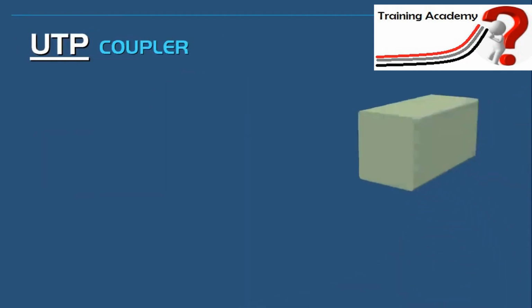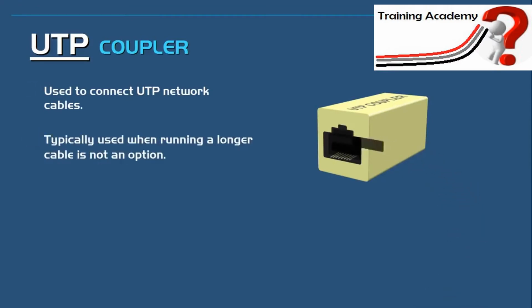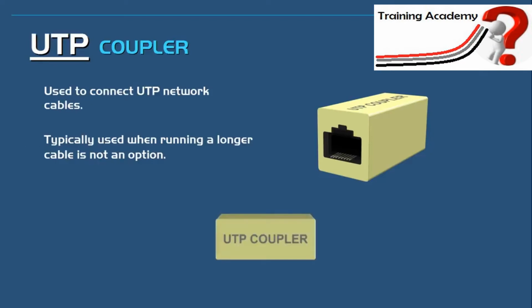A UTP coupler is used to extend an RJ45 cable. The cables will have an RJ45 at each end, and basically this will allow you to extend it so there's no need to run a longer cable. This will allow you to extend one RJ45 cable with another.